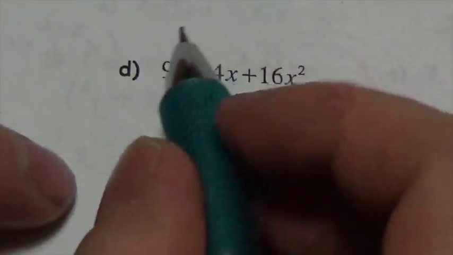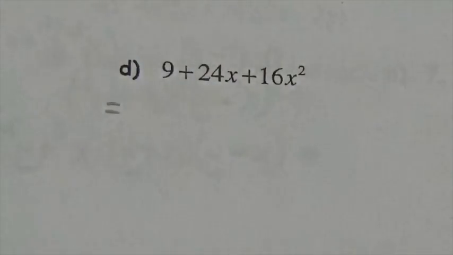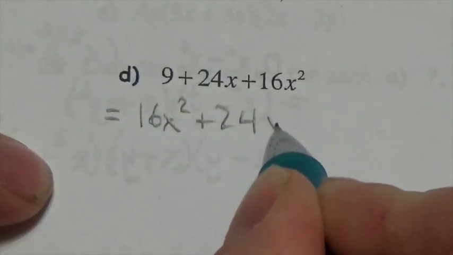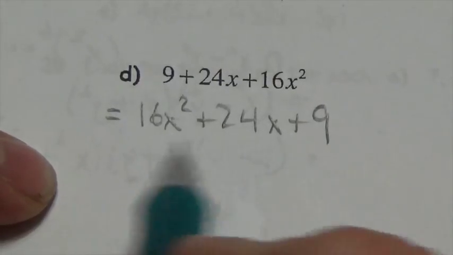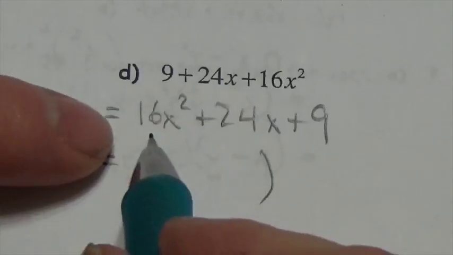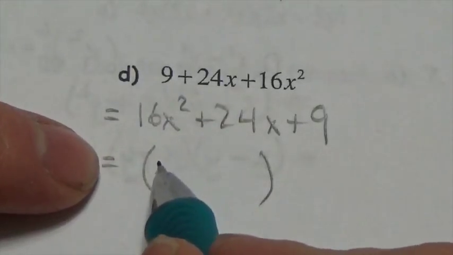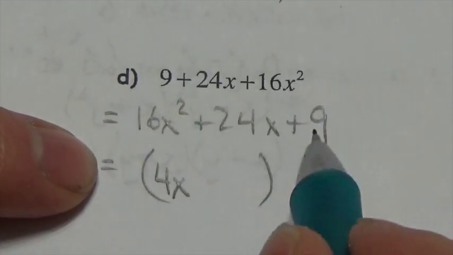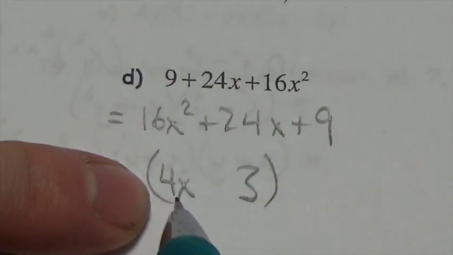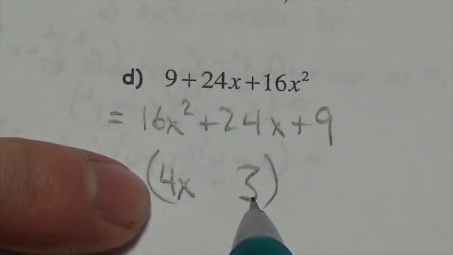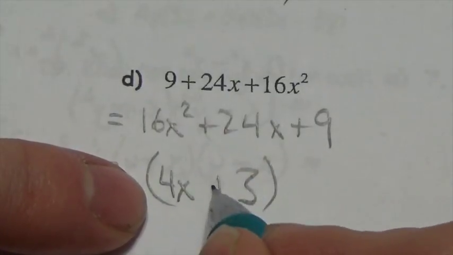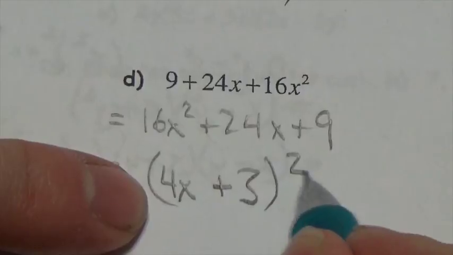And this one right here. Now, before we do this one right here, I'm going to rewrite this one. I don't like the order that it's written in. I'm going to make this thing look pretty. There we go. Standard form looks a lot better. Now this is easier for me to work with. 16x squared, the square root of that is going to be 4x. 9 is 3 squared. Now, 4x times 3 is 12x. Multiply that by 2. Yes, I do. I get 24x. So this has got to be 4x plus 3 squared.